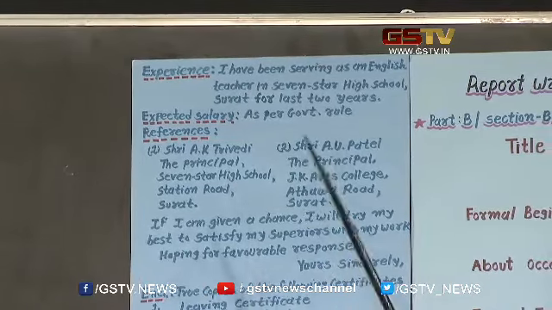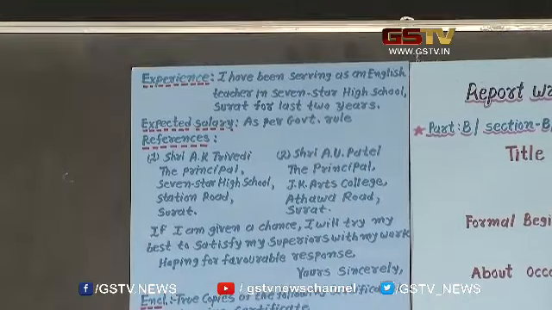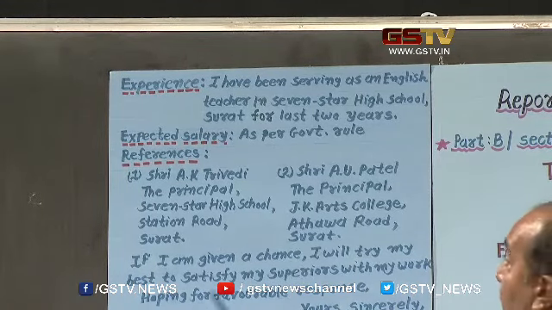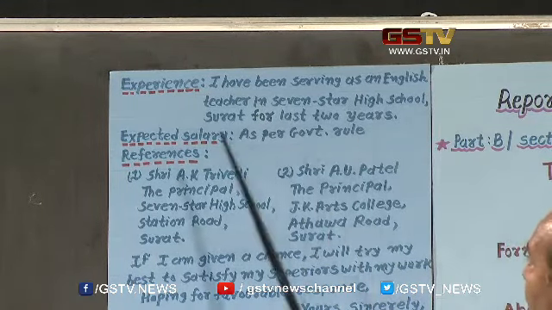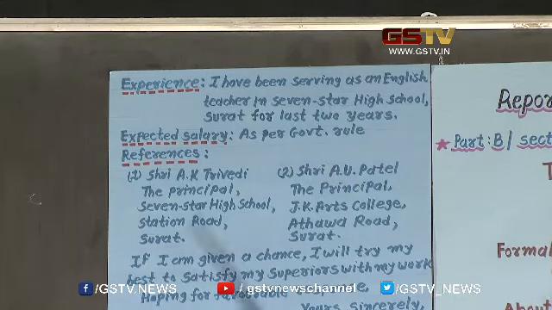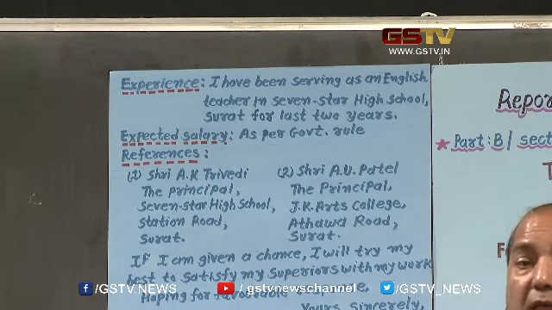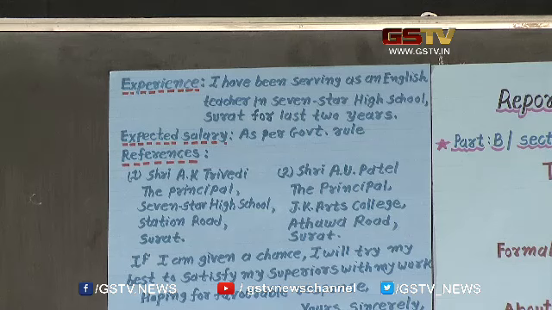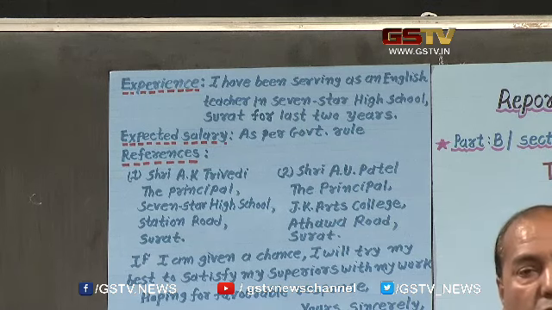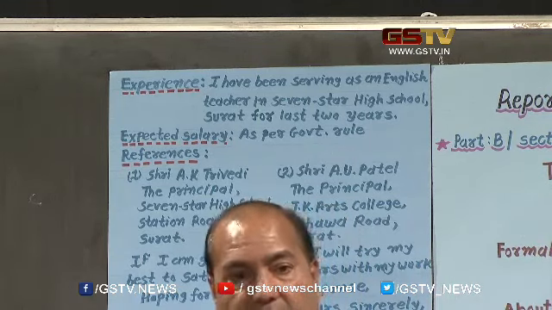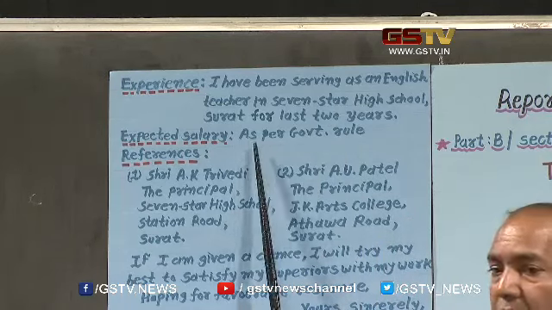For example, in this way: I have been working as an English teacher, as a commerce teacher, as a manager for 7 years, for the last 2 years, for the last 3 years in so and so high school, in so and so company, as for Reliance company. After experience, the term comes for expected salary. We can write as per government rule, or we can also write 20,000 per month, 25,000 per month; we can write any of these.